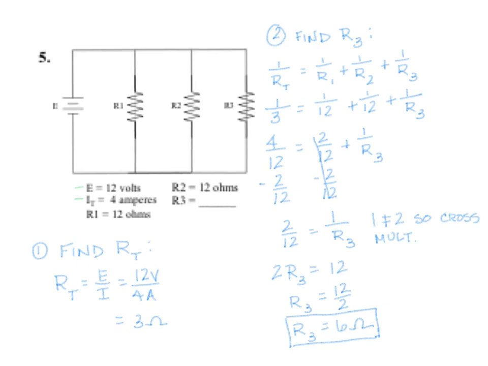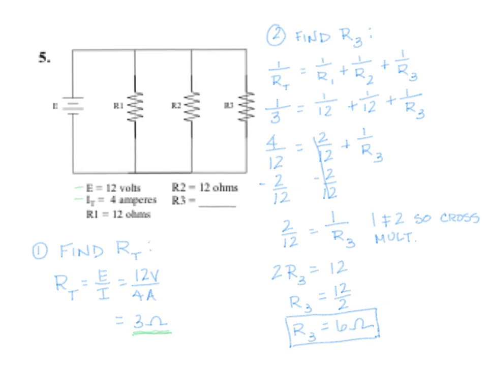We can't use the inverse rule because we don't know R3. So we're going to use Ohm's law, which is actually a little bit easier. So I've plugged in my values, 12 divided by 4, and I get an answer of 3 ohms. So that's the total resistance for this circuit. Now I'm going to use that information to find the missing resistor, R3.